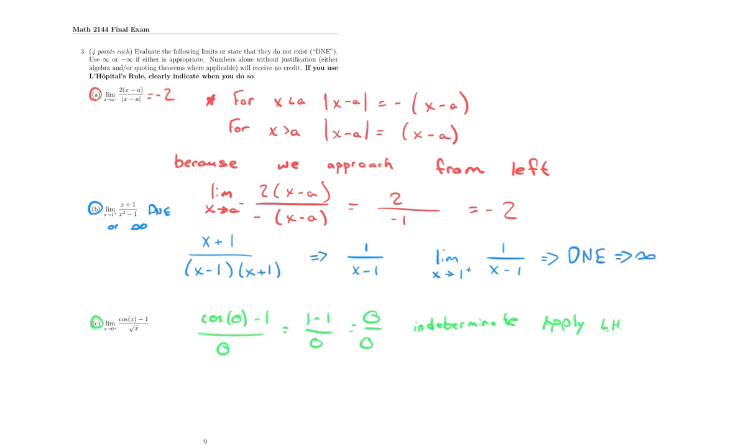So if I go ahead and apply L'Hopital's rule to this, my new limit is going to be the limit as x approaches 0 from the right. So if I take the derivative of my numerator, the derivative of cosine of x is going to be negative sine of x. And the derivative of 1 is going to be 0. And then my derivative of the denominator, the square root of x, is going to become 1/2 x to the negative 1/2. So I'm able to simplify this a little bit.